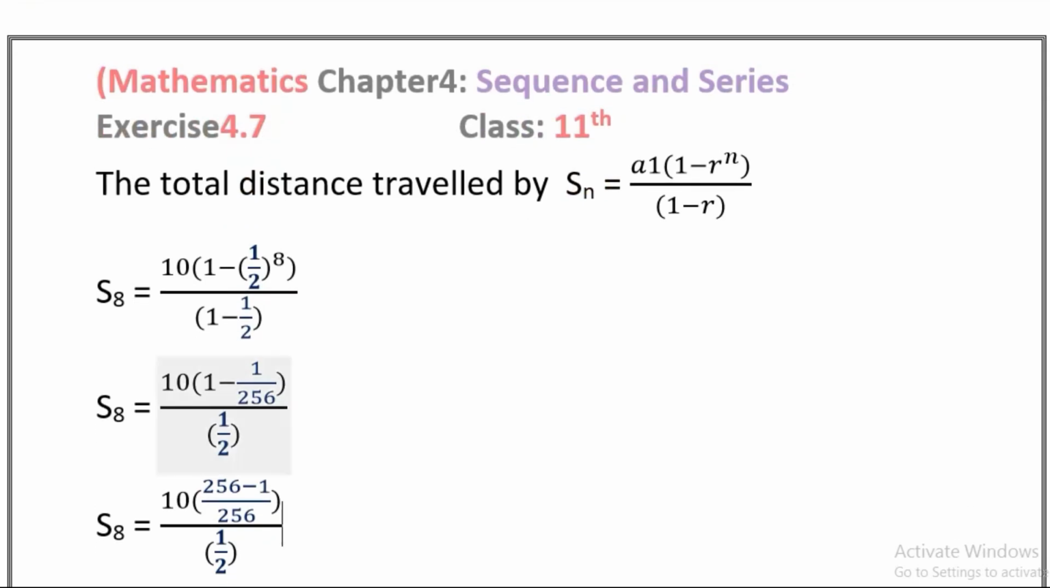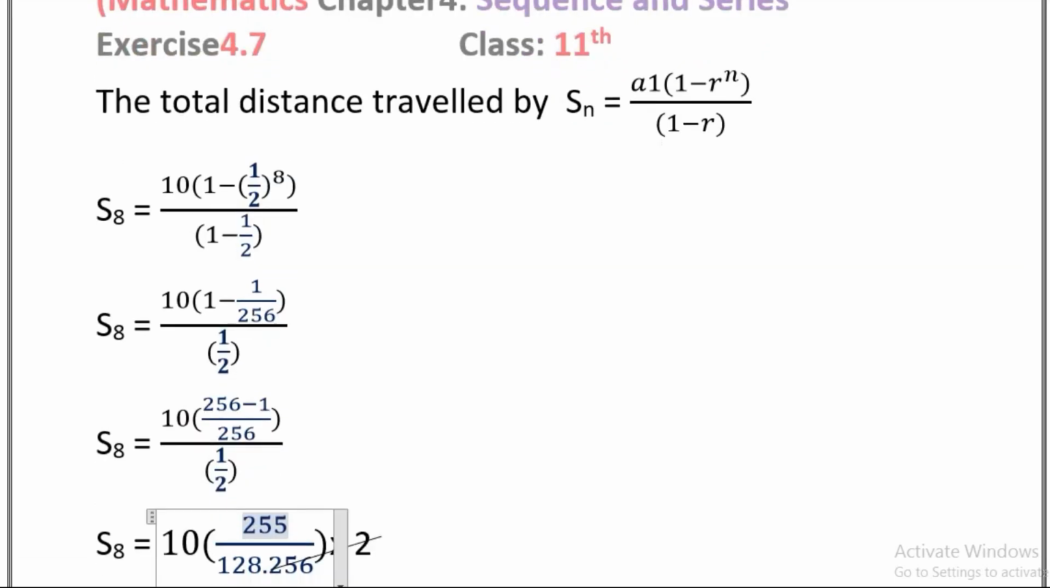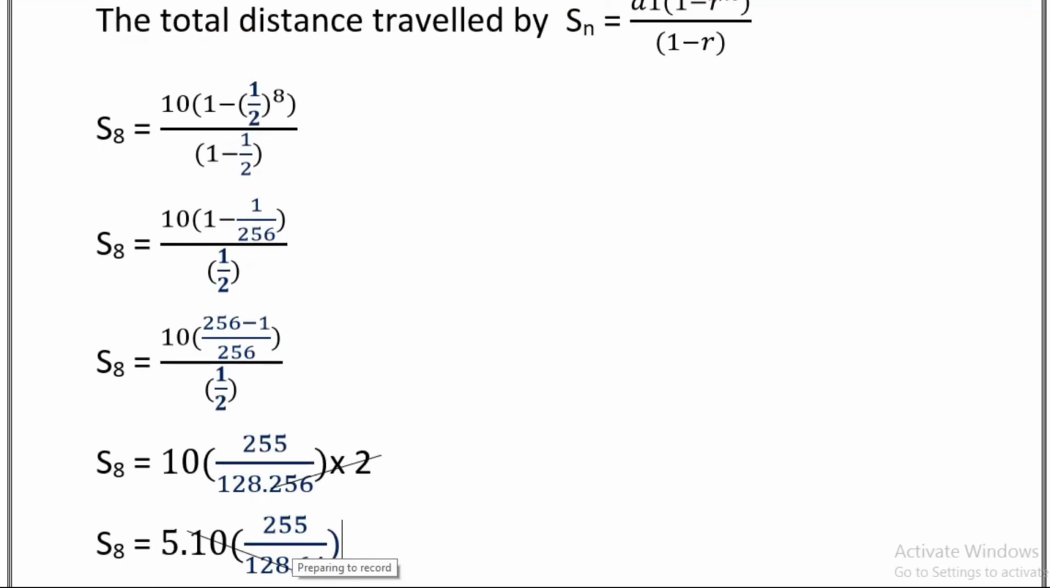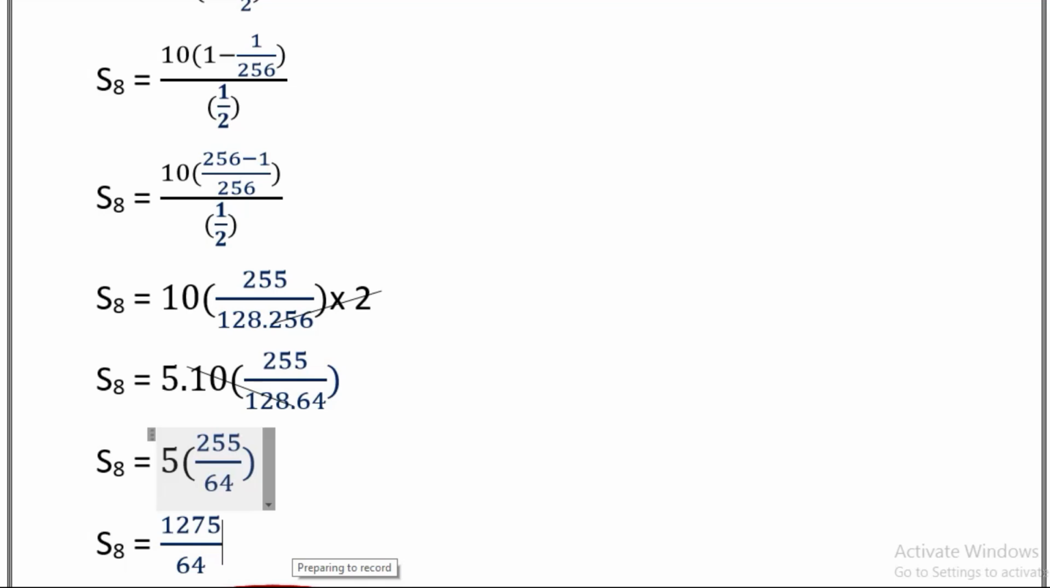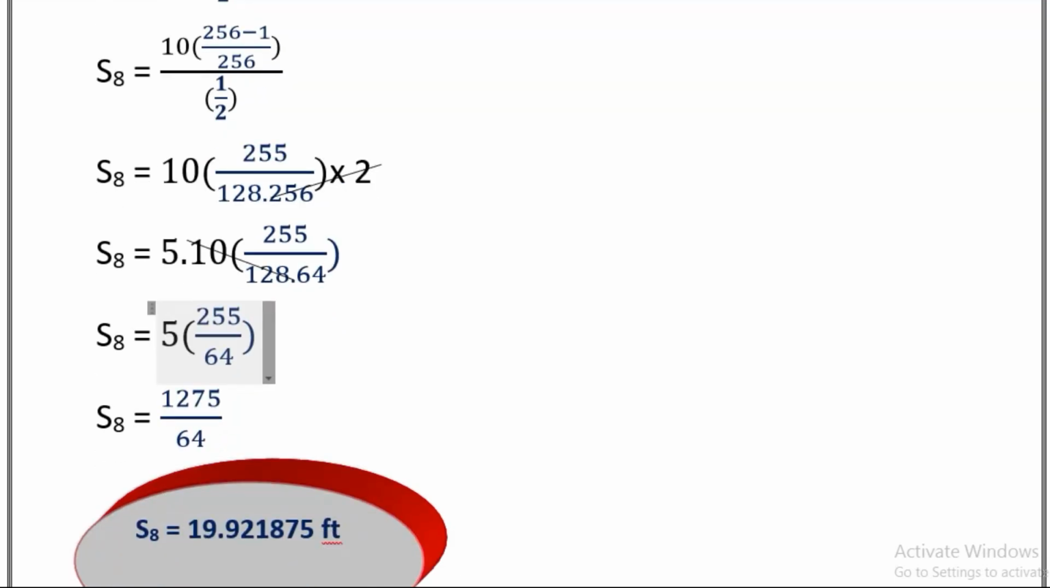So next, taking the LCM in the numerator, that is 256 minus 1 divided by 256, all divided by 1 divided by 2. So next, 256 minus 1 is equal to 255 divided by 256. Take the reciprocal of the denominator, 1 divided by 2, so 2. 128 times 256. So 10 times 255 divided by 256 times 2 gives 5 into 255 divided by 64. So 5 multiplied by 255 is equal to 1275 divided by 64. So S8 is equal to 19.875 feet, which is the required solution.